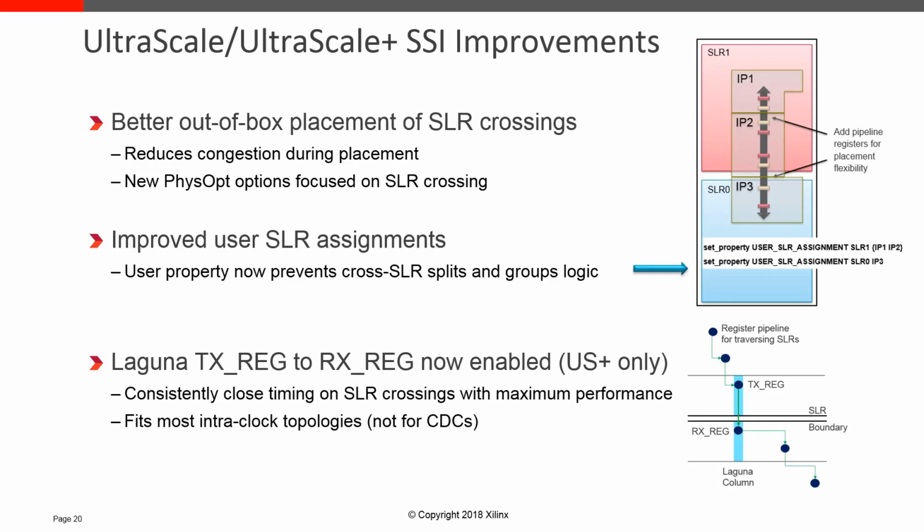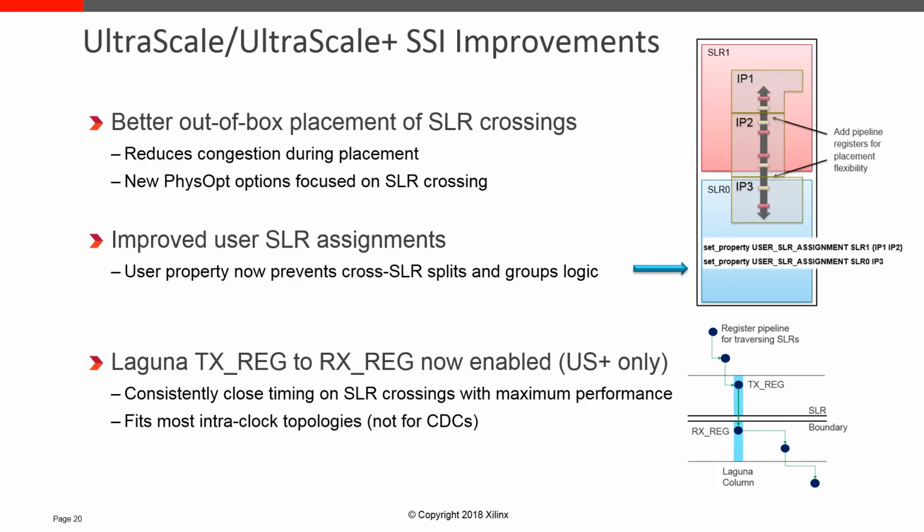The user SLR assignment attribute can be applied to hierarchical cells, first, to prevent them from being split across SLRs, which might cause timing violations, and second, to assign them to specific SLRs without using Pblocks. These properties are soft constraints, that is, they are ignored if necessary to find a valid partition.